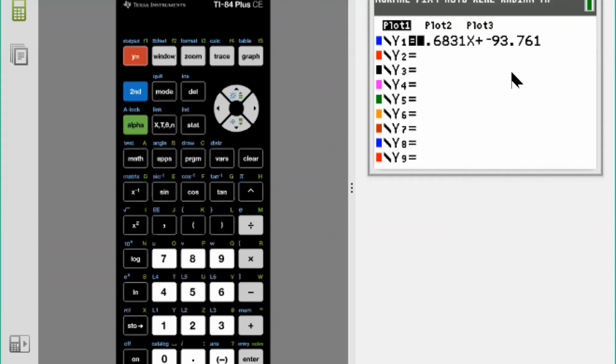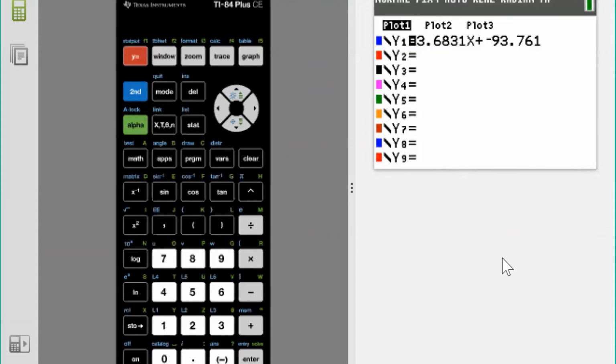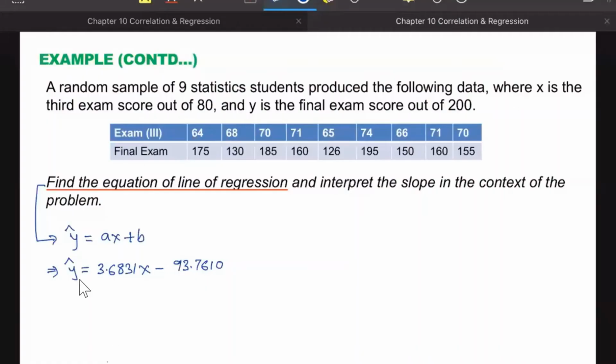Do you have any question on how we get the line of regression from calculator? No, sir. Okay, great. So we got that equation. This is how we write. The equation of line of regression is y hat equal to ax plus b, which looks like this. So you can see here, y equal to, this is your slope, 3.6831, that's your slope, mx, and that's your b.